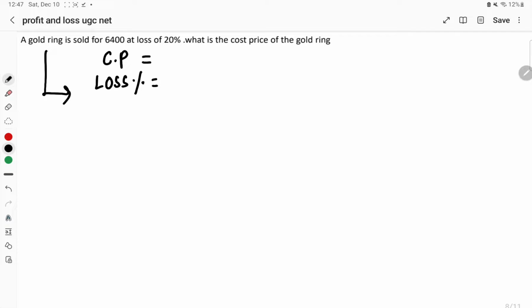Now, in the question, what is given? Selling price is given: 6,400 rupees. We have to find the cost price. Loss percentage given is 20%. Write CP on one side and SP on the other side. CP is the cost price, and SP is the selling price on the other side.